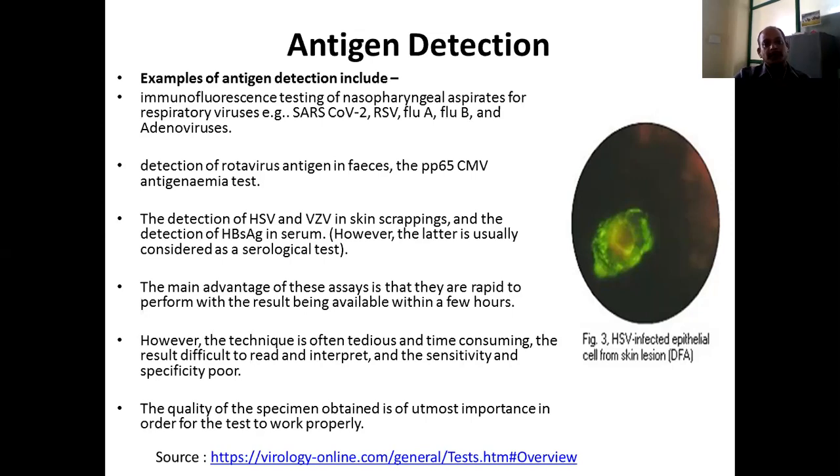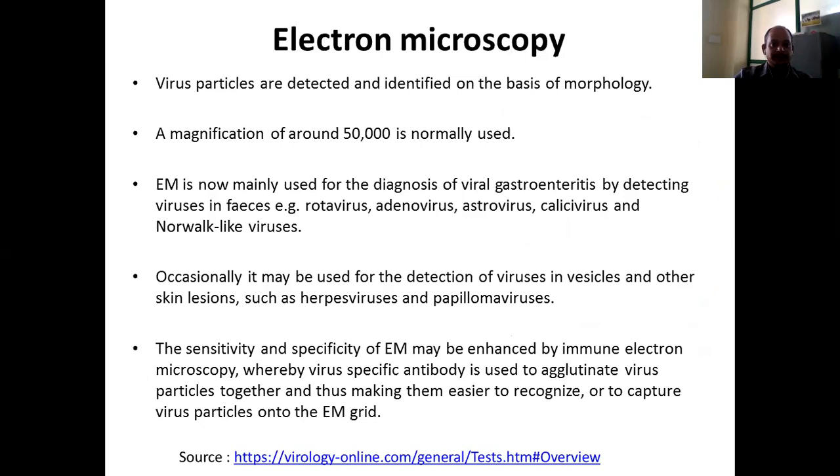Now, the main advantage of these assays is that they are rapid and easy to perform. The results are available within a few hours. However, these techniques are often tedious and time consuming. The results are difficult to read and interpret. Sensitivity and specificity is most of the time poor. The quality of the specimen obtained is of utmost importance in order for the test to work properly. So these are certain disadvantages of antigen detection.